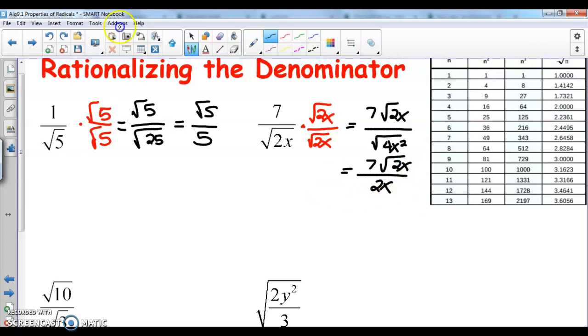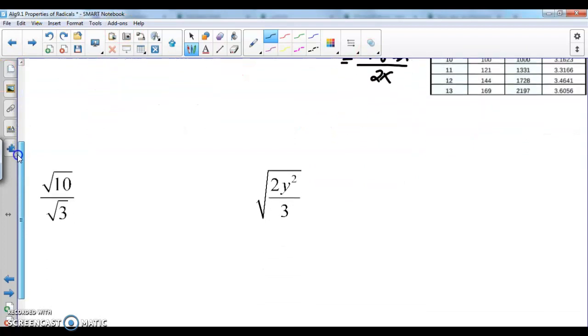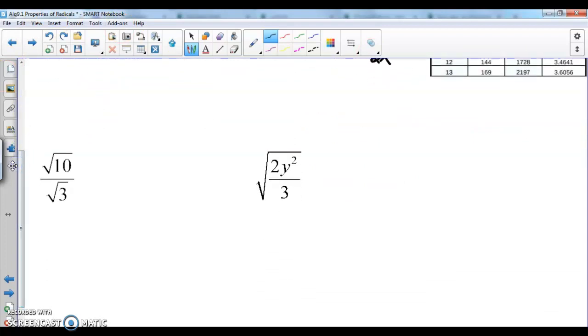Okay, let's do some more. Let me just lower this down here. So the bottom is radical 3. So let's multiply radical 3 over radical 3. They both have radicals, so you can combine them together, right? So radical 30 over, if you know your shortcuts, you could just write down your answer. So radical 3 times radical 3 will just be 3.